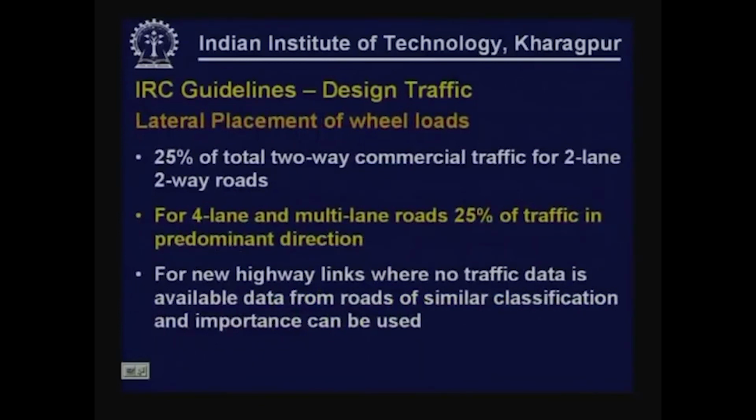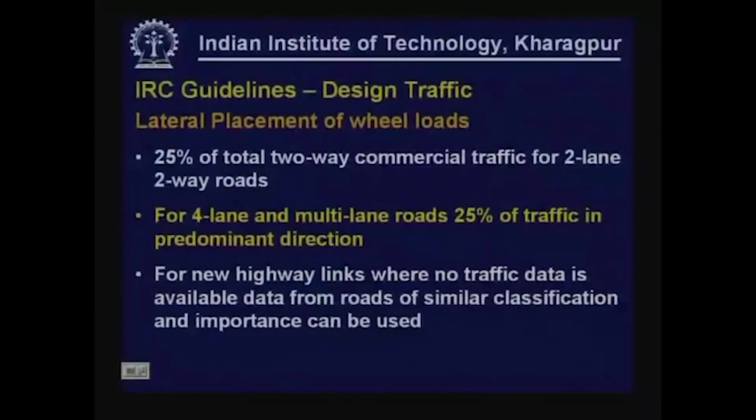Another important characteristic of traffic loading that has to be considered is the lateral placement of wheel loads on the slab. The IRC 58 recommendation is to consider 25% of total two-way commercial traffic for two-lane two-way roads. If you have a two-lane road with two-way operation, 25% of the total two-way traffic has to be considered for design, not the 100% total two-way volume. We will discuss why this has to be so.